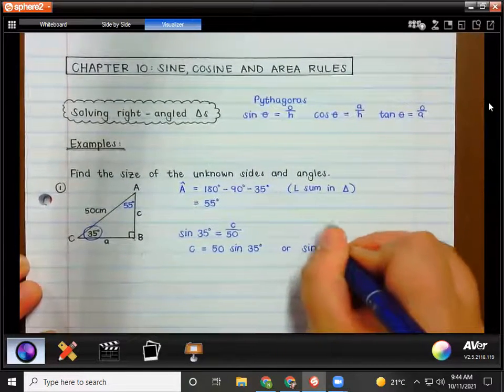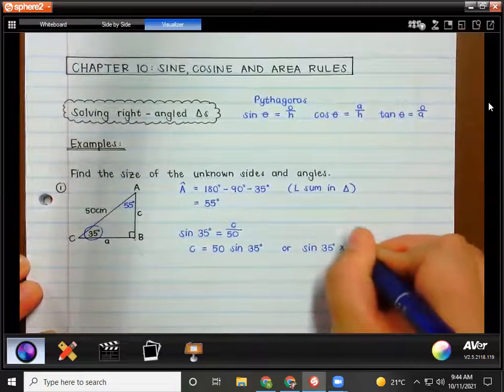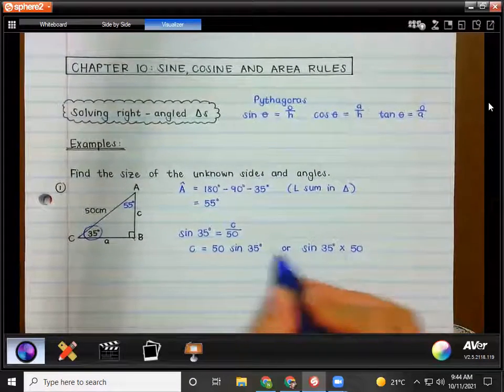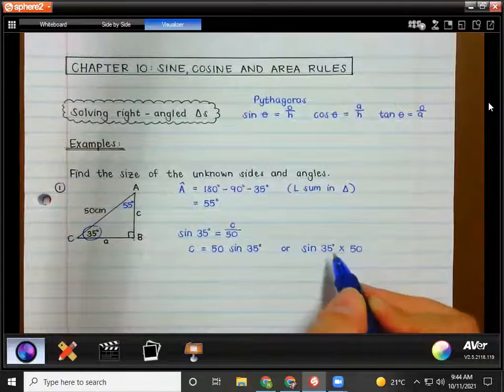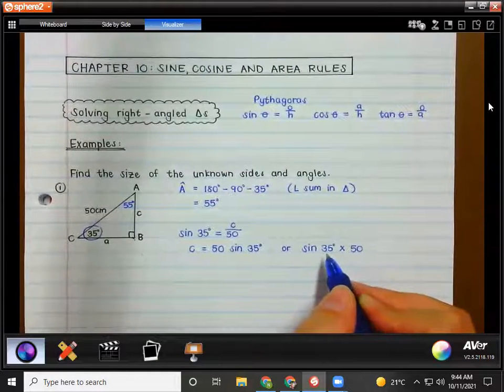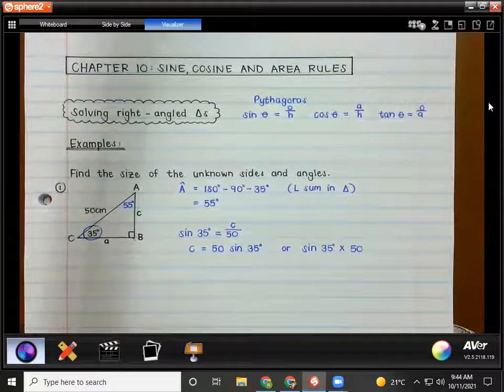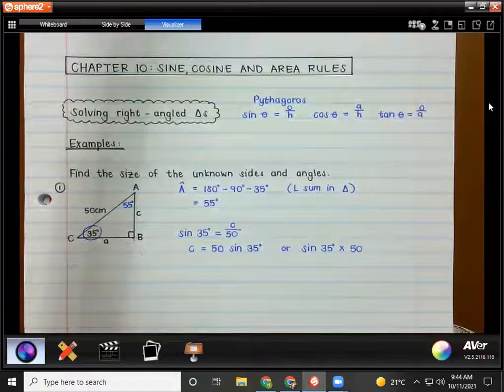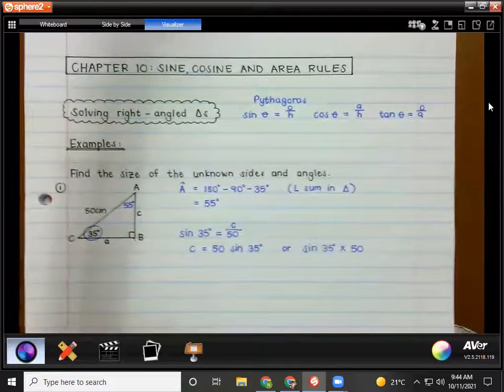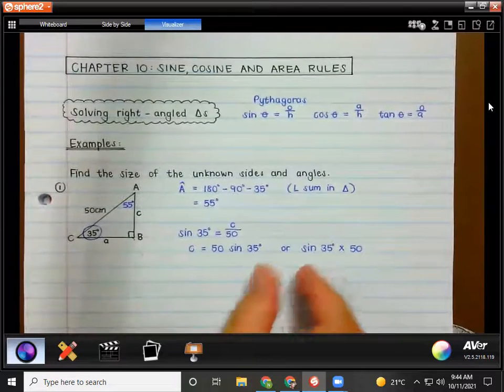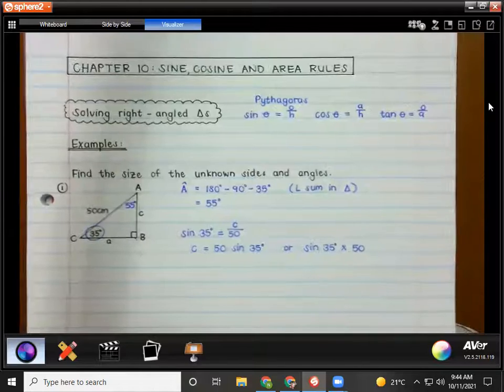Sine 35 times 50. But guys, if you type it into the calculator like this, it is very important that you close your bracket after the 35. Okay, when you type sine, it opens a bracket automatically. Then when you do your 35, you need to close the bracket and then times 50. Otherwise it's going to say that it's sine of 35 times 50, that angle.